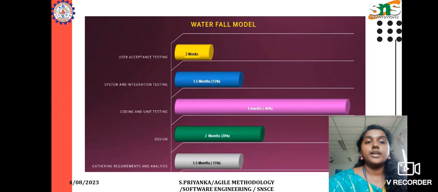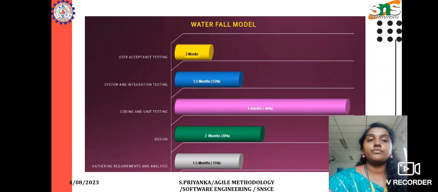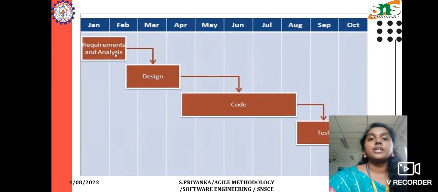Then designing takes 2 months, coding and testing will take 4 months, system and integration testing will take 1.5 months, and finally the user acceptance test will take nearly 2 weeks. So the waterfall model consists of this. Let us see agile. In Jan and Feb, we find the requirements and analysis. Then from Feb to March, design. From April to August, code, and then testing.